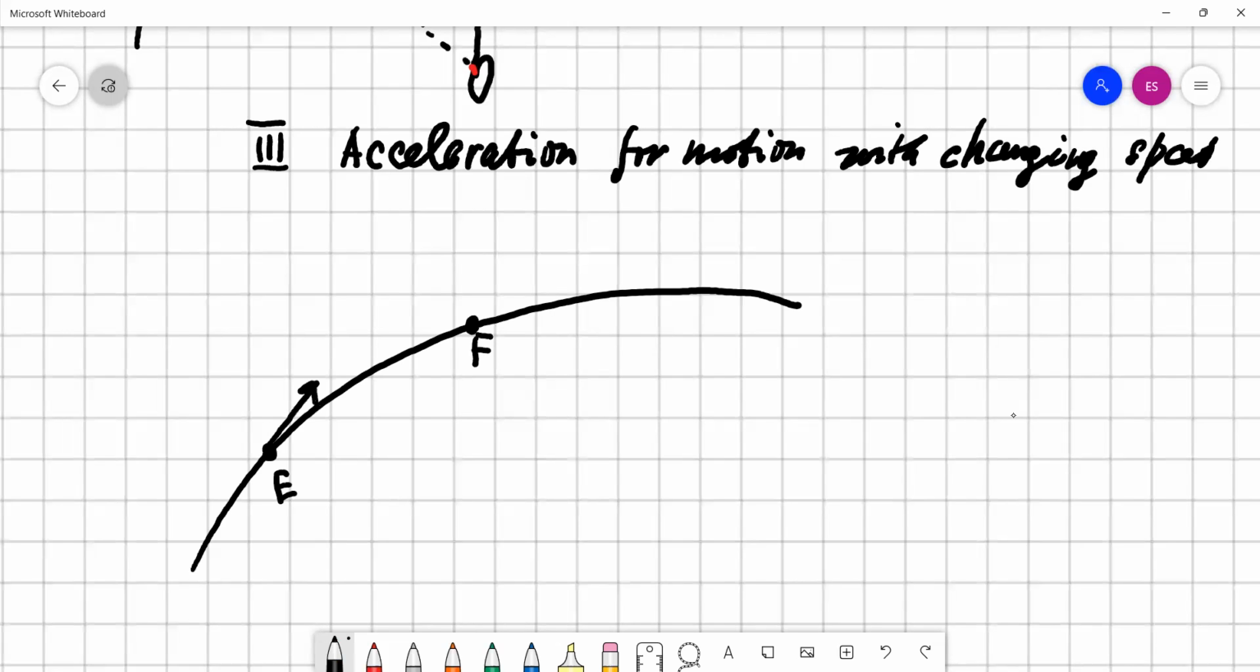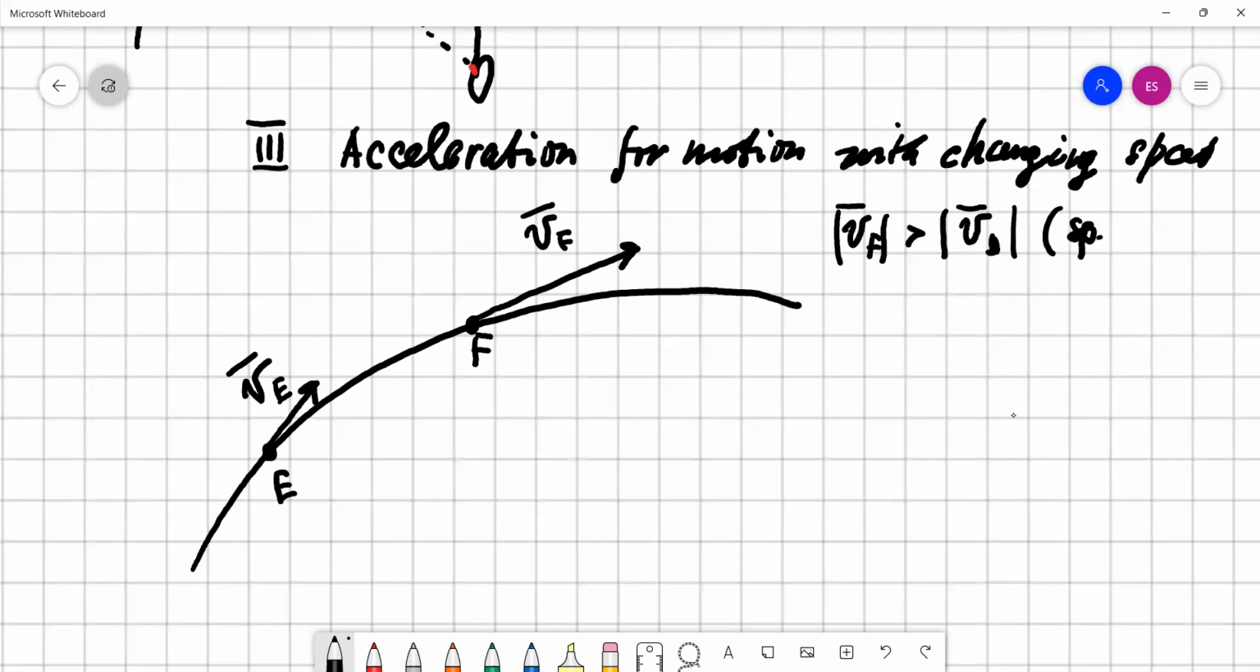And I'm going to draw velocity at point E, VE, and velocity at point F, which is going to look like this. Well, my velocity at F is bigger because they're asking us about a speeding object. Like in the beginning of the paragraph, they are telling that the object is speeding up. So VF magnitude is greater than VE magnitude. Speeding up.